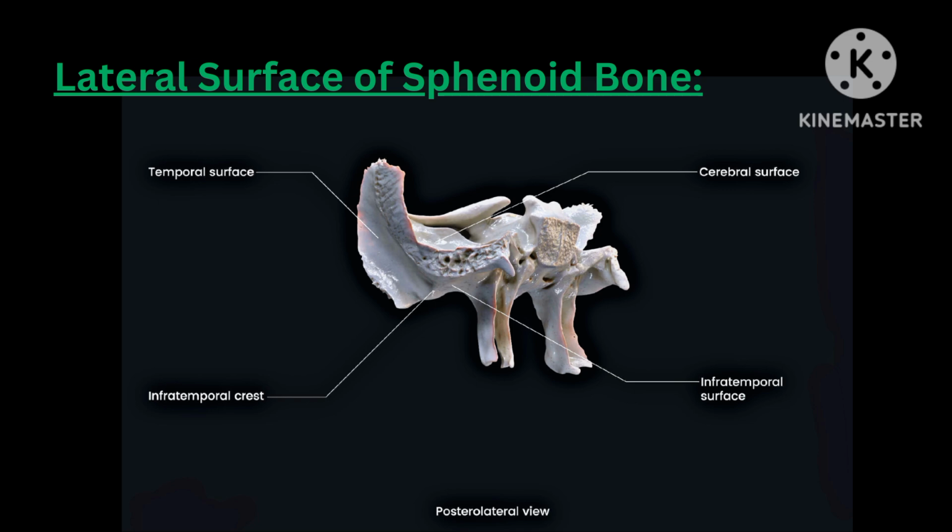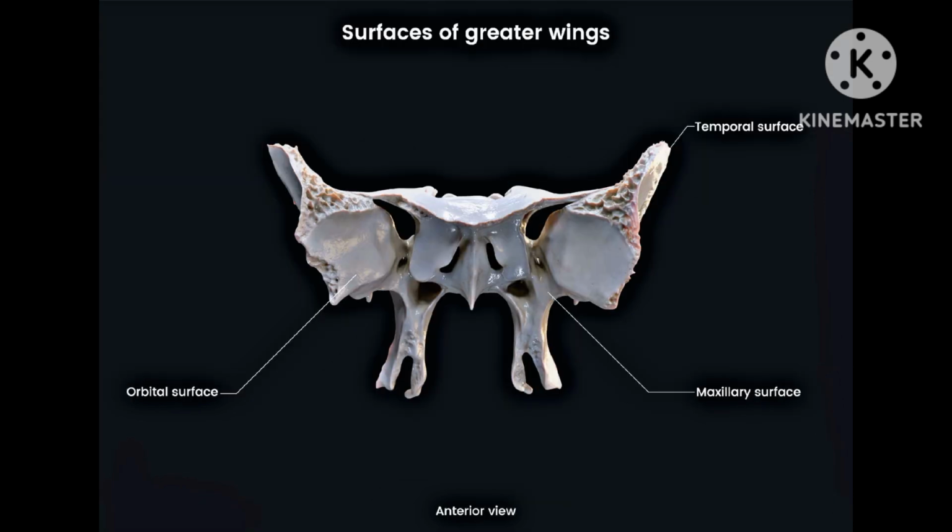The upper vertical part of the lateral surface is the temporal surface. It is the attachment site for the temporalis muscle. The horizontally oriented lower portion is known as the infratemporal surface. It is directed downwards, and together with the infratemporal crest is the attachment site of the upper fibers of the lateral pterygoid muscle.